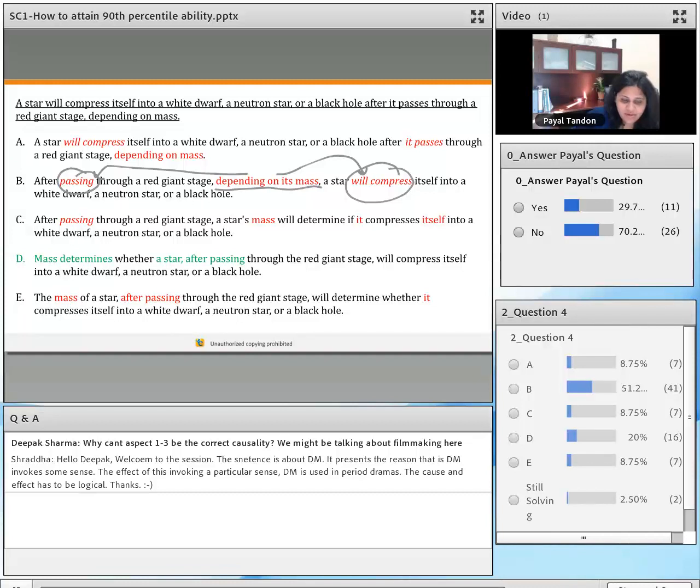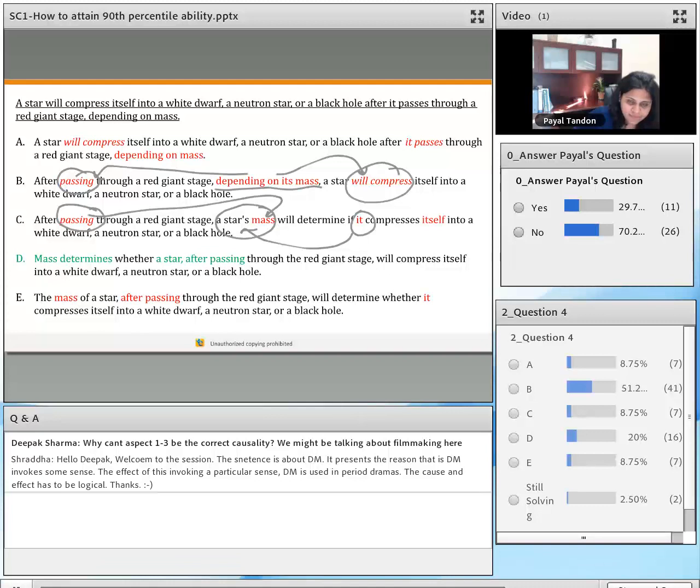After passing through a red giant stage, a star's mass will determine if it compresses itself into. Now, it should refer to star, but here star doesn't even exist. It's star's mass, and that is why this choice is wrong. And secondly, the other thing is, after passing, the mass is not passing, right? And that is what the sentence is saying. After passing, star's mass, as if the mass is passing. No, mass is not passing, it's the star that is passing, and that is why choice C is wrong.